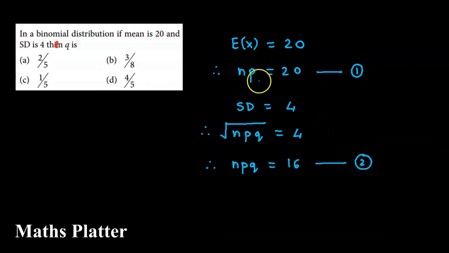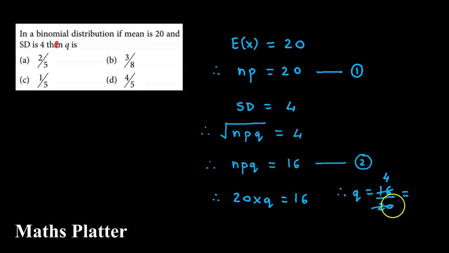अब यहाँ पे np की जो वैल्यू है 20, इसे हम यहाँ सब्स्टिट्यूट कर देते हैं. देखिए, तो ये जो np है इसे हटाकर हम लिख देते हैं 20. So 20 into Q is equal to 16. तो यहाँ से हमें Q की वैल्यू मिल जाएगी as 16 by 20. Let us reduce this by 4. So 4 4s are 16, 4 5s is 20. So the required value is 4 by 5, and that is option D.